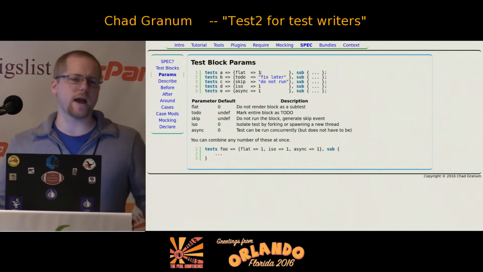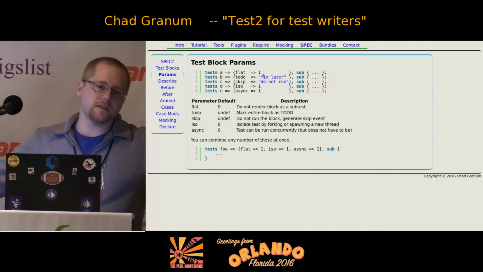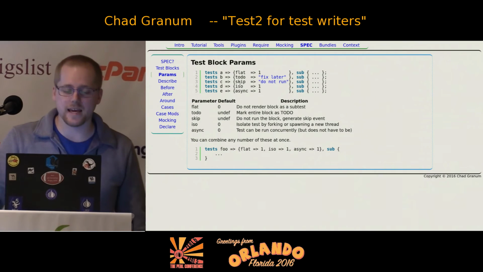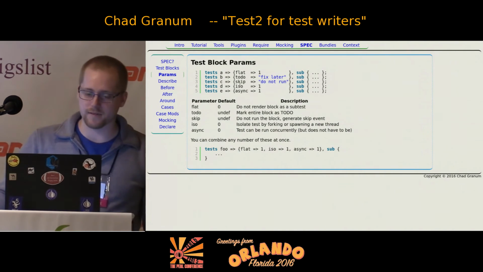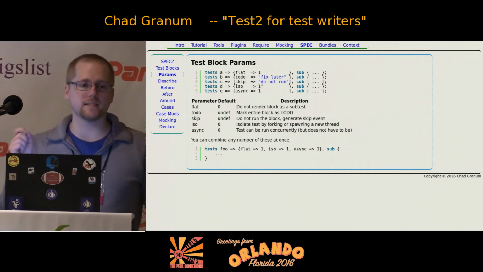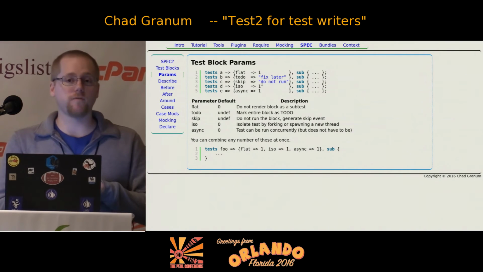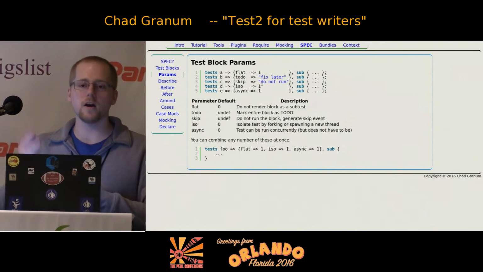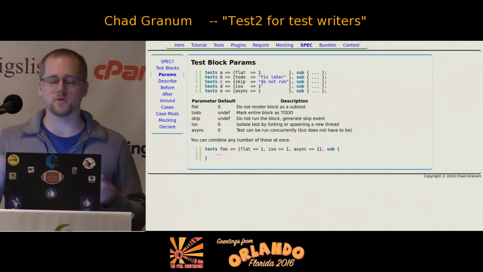Flat means, hey, don't render as a subtest, just render inline. To do. This entire block should be to do, so if anything fails, don't actually fail. Or you can do skip and say, hey, please don't actually run this test block. It might format the hard drive or something. You can say ISO, which means this test needs to be isolated. Please isolate it when you run it, which means it'll fork before running it if it can, and then exit that fork when it's done, or use threads. It'll pick for you based on what's most stable on your system.